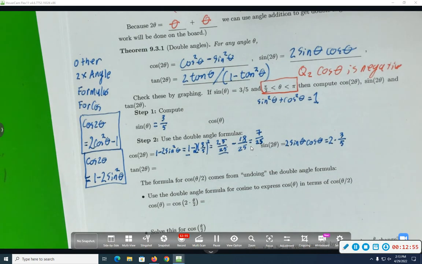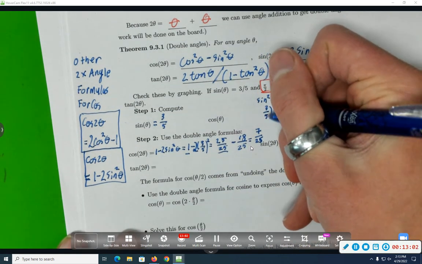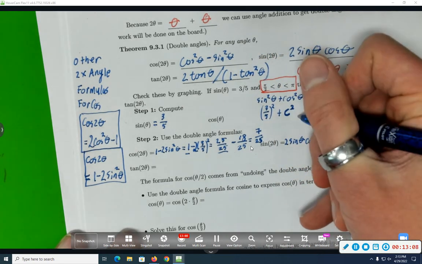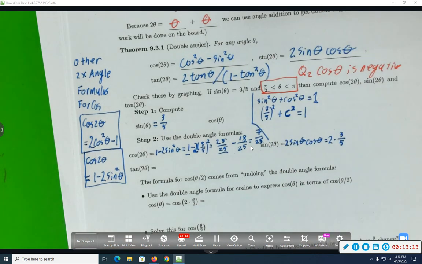And let's now just go through the motions. So I know sine, so I can plug in what I know about sine. 3 fifths squared plus, I'll do my standard thing where I don't want to write cosine so many times, so I'll replace that with a c, equals 1. And now I need to solve that for c. What's 3 over 5 quantity squared? 9 over 25. I need to subtract that to the other side.